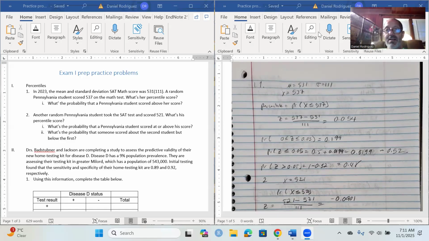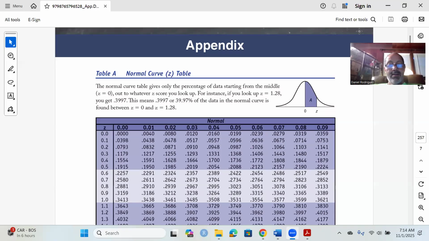So let me pause. I forgot I need to get out the table so you guys can see that. Hold on. All right, I'm back here. So here I pulled up the table. Boy, it took me a while to find that.